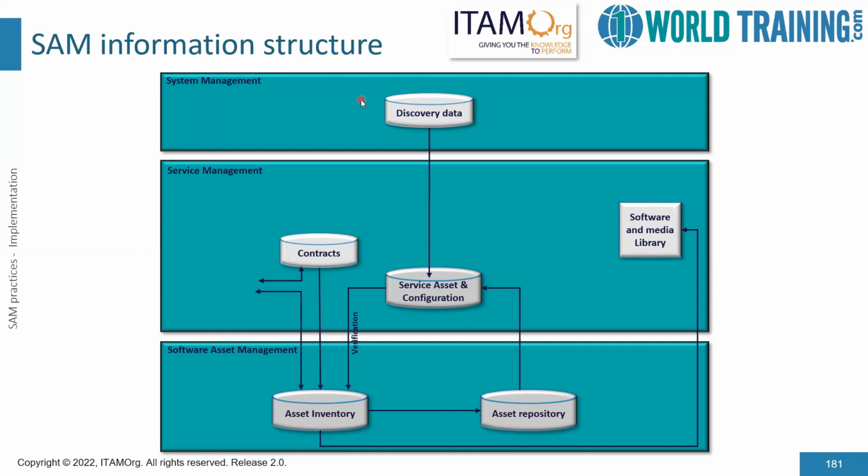Systems management is the overall view of the entire IT, including infrastructure and operations. And at the bottom, we have focused particularly on SAM. That's what we are more concerned about. And it shows two asset databases. One of them is the asset inventory and the other is the asset repository.